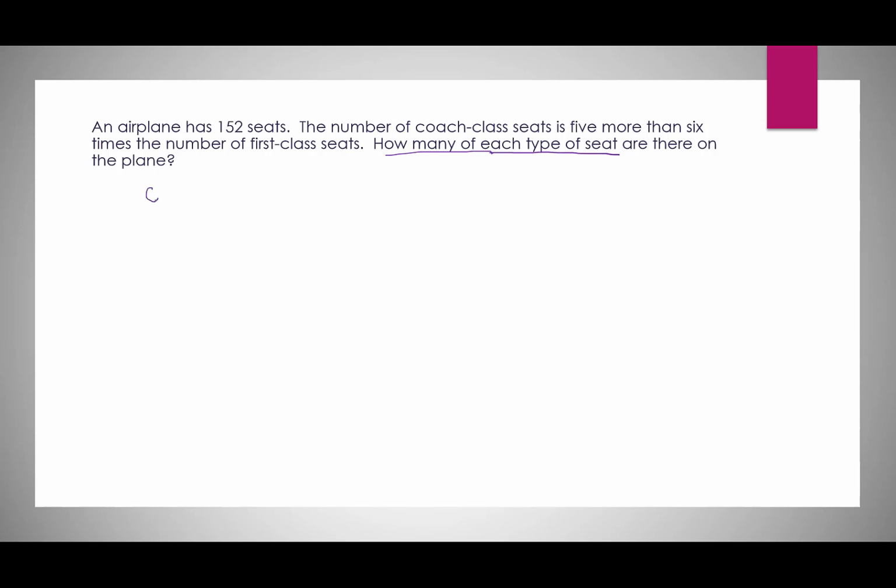Why don't we pick some variables that represent those types of seats? Let's see, I'm not just going to say C is coach class seats. It's the number of coach class seats, right? Number of coach seats. And F, I don't want to say F equals first class. That doesn't make any sense. First class isn't a number, but it's the number of first class seats. So I want to make sure what I define here is something that represents a numerical quantity because that's what my variable is going to stand for.